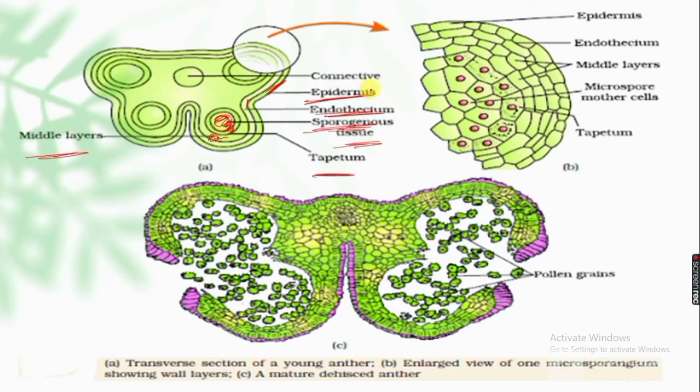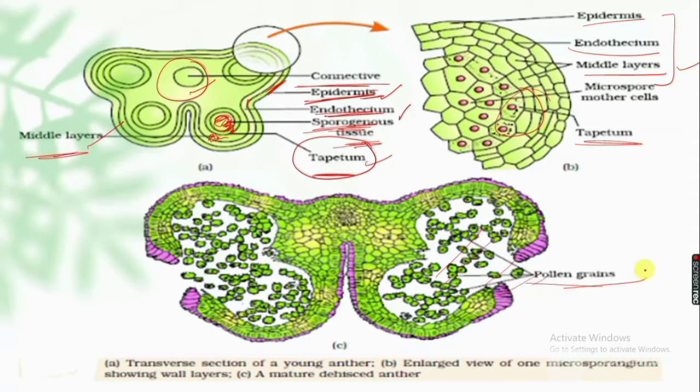Epidermis, endothecium and middle layer are the protective layers, whereas the tapetum provides nourishment, and this is known as the connective. Here you can also say epidermis, endothecium and middle layers are protective layers, and this is the tapetum. Here you can see dehiscence of the anther leads to the release of pollen grains.